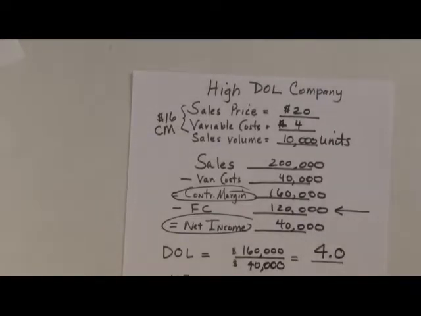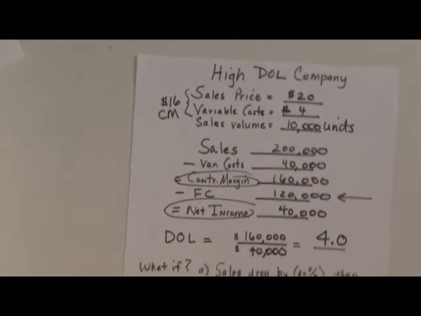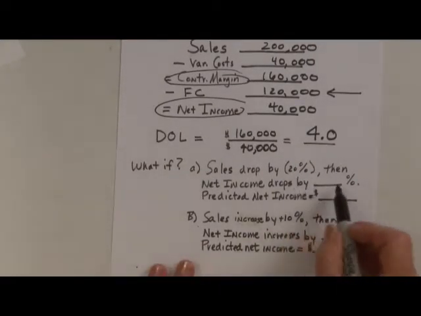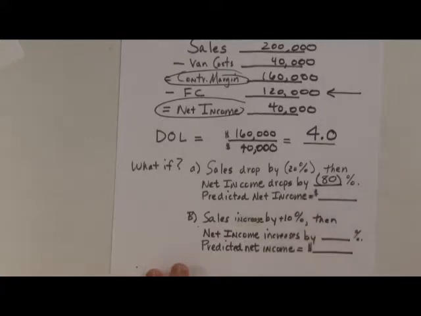Now, what this is going to mean is that if we have, for example, a 5% change in sales, then we will have 4 times that amount of change, or that percent of change, in our net income. In other words, a 5% change in sales will cause a 20% change in net income. So let's take an example. If our sales drop by 20%, the net income drops by 4 times that amount, 80%.